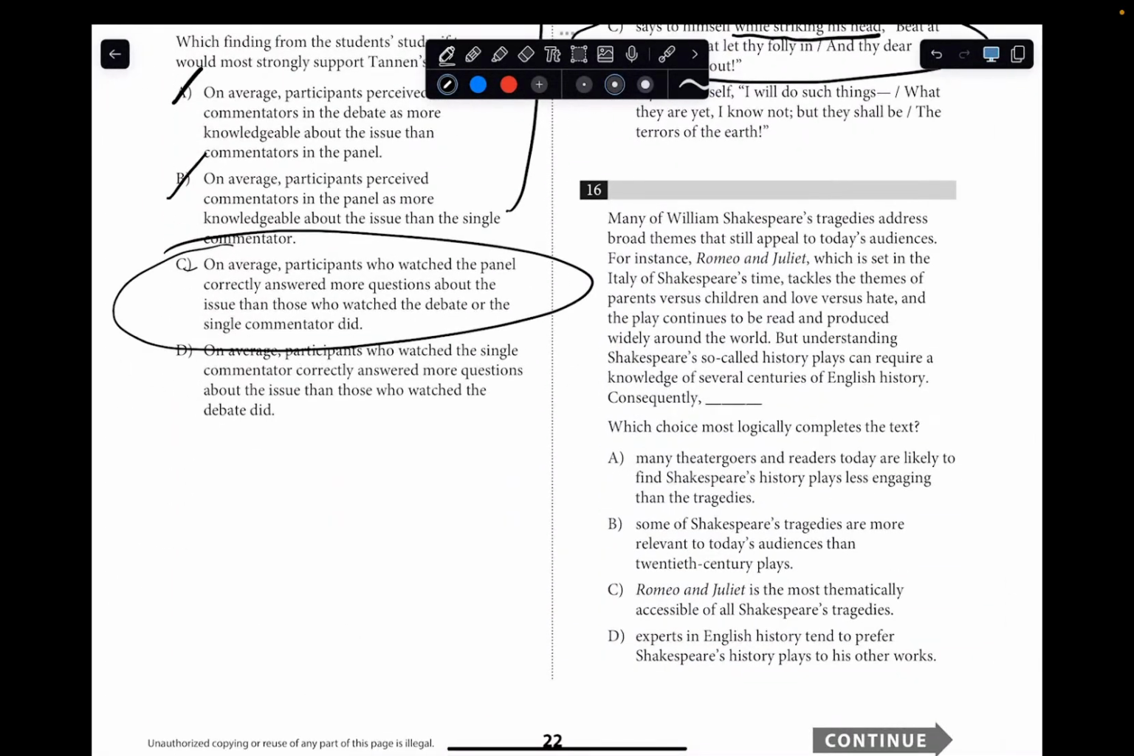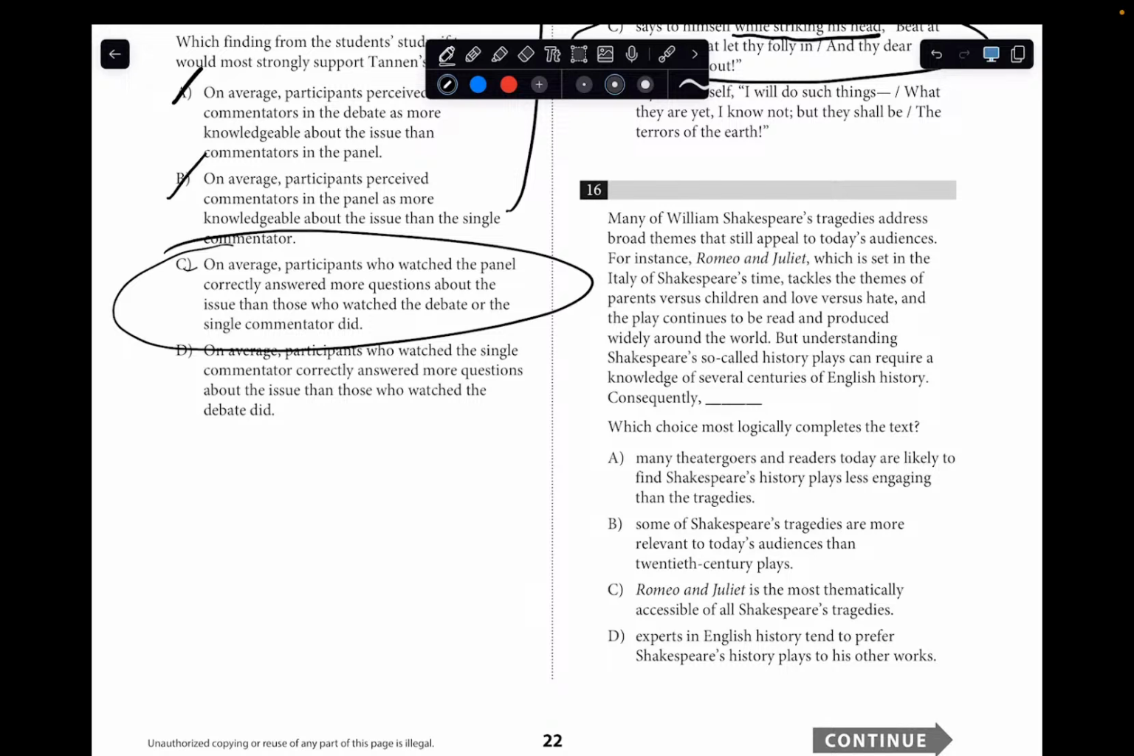16. Many of William Shakespeare's tragedies address broad themes that still appeal to today's audiences. For instance, Romeo and Juliet, which is set in the Italy of Shakespeare's time, tackles the themes of parents versus children and love versus hate, and the play continues to be read and produced widely around the world. But understanding Shakespeare's so-called history plays can require a knowledge of several centuries of English history. Consequently, blank.